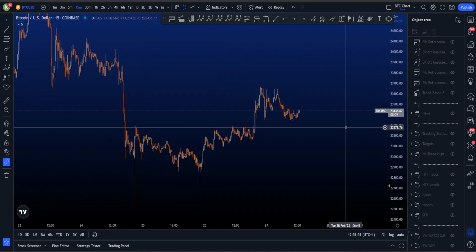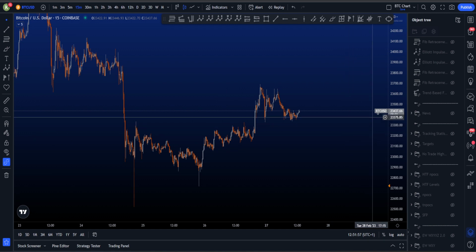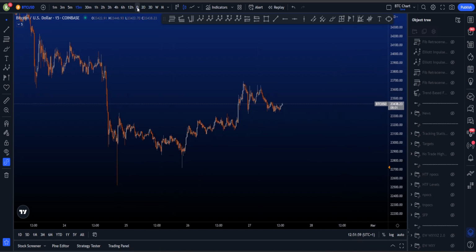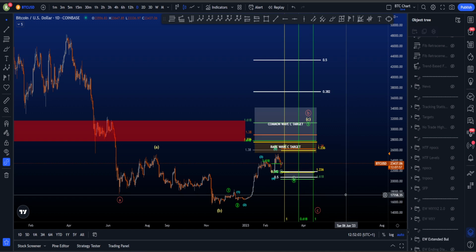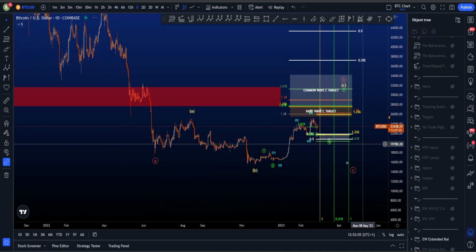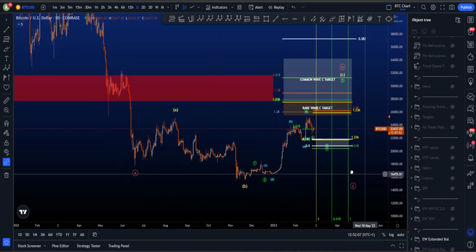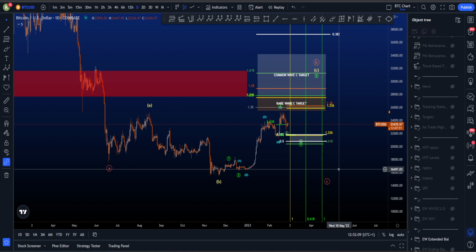So these are my current thoughts on the high time frame, the lower time frame, the medium time frame. If you want more details on how I got to the higher time frame preferred scenario, check out the card at the right top of your screen right now, because that is a video where I go through the whole count in very much detail.